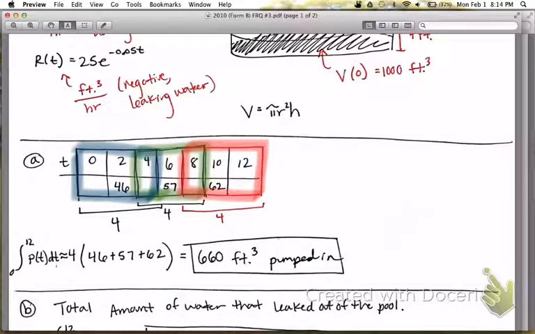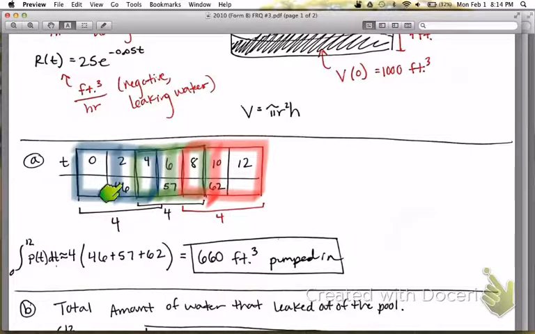Now obviously if this was a left Riemann sum or a right Riemann sum, we could do many more subintervals. But because they want the midpoint, and because we can't just randomly guess what the middle of each of these individual things is, we have to use subintervals where we already have a middle point. So in this red subinterval, notice that my middle would be 10, 62. In the green subinterval, notice that the middle is at 6, 57, and in the blue subinterval, notice that the middle is at 2, 46.